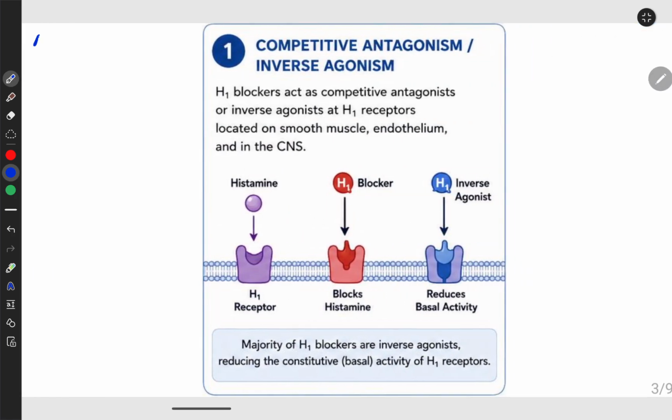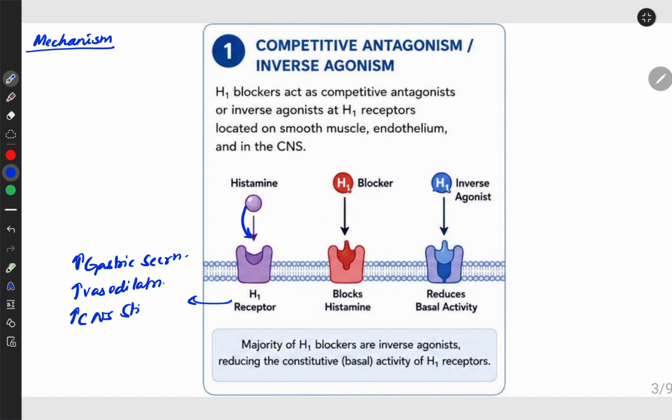So what is the mechanism of action of antihistaminic drugs? Antihistaminic drugs act by blocking the H1 receptor. When histamine binds to the H1 receptor, it produces effects like increased gastric secretion. It leads to increased vasodilation. It leads to increased CNS stimulation. It leads to increased activation of sensory nerve endings, that leads to pain and itching.